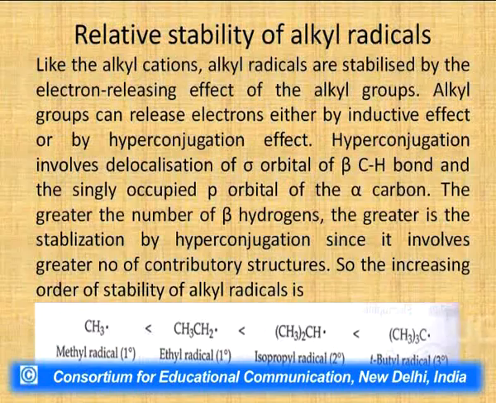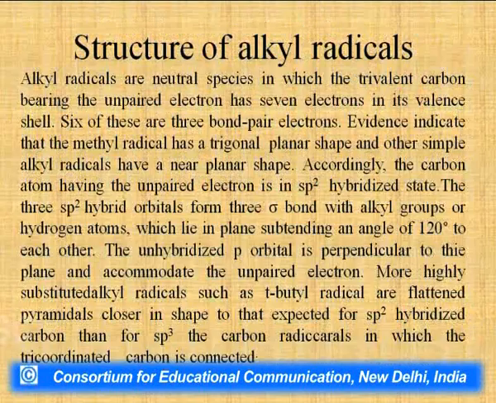These are the 3 sp2 hybridized sigma bonds with alkyl groups or hydrogen atoms which lie in the plane subtending an angle of 120 degrees to each other. The unhybridized p orbital is perpendicular to the plane and accommodates the unpaired electron. More highly substituted alkyl radicals such as tertiary butyl radical are flattened pyramidals, closer in shape to that expected for sp2 hybridized carbon than for sp3.